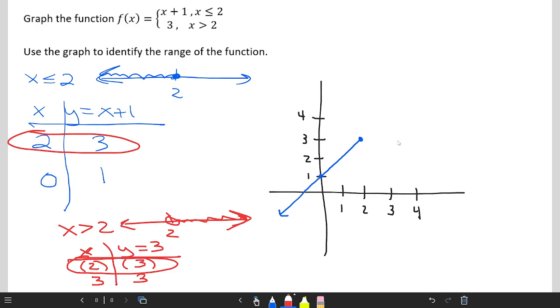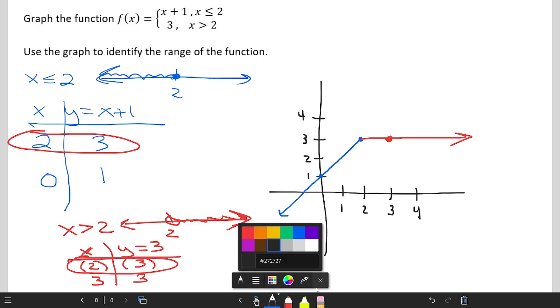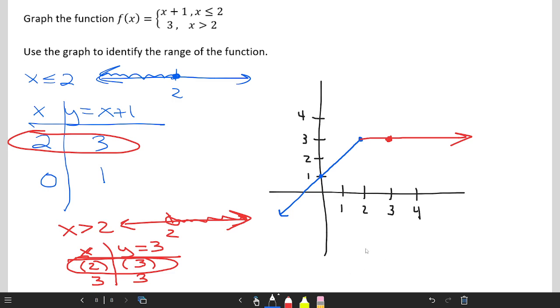So if we plot this other point here, (3, 3), then we're just starting at 2 and going to the right. This time it is a horizontal line. And so that's the second piece of the graph there. And then once again, we're asked to find the range.